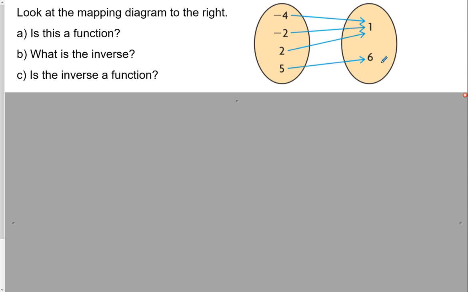Here's a mapping diagram. I didn't assign one of these for homework, but I did want to go through this. So mapping diagram, similar to a set of ordered pairs, but it's set up a little differently. So here's our mapping diagram. Our first question, is this a function? I'd like you to tell me in the chat, do you think this is a function? Yes or no? So go ahead and tell me in the chat right now.